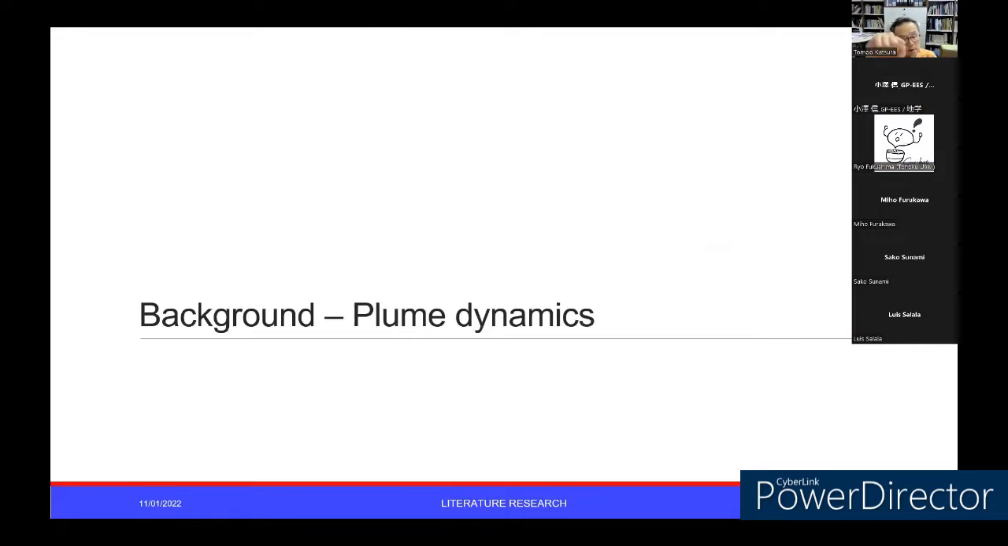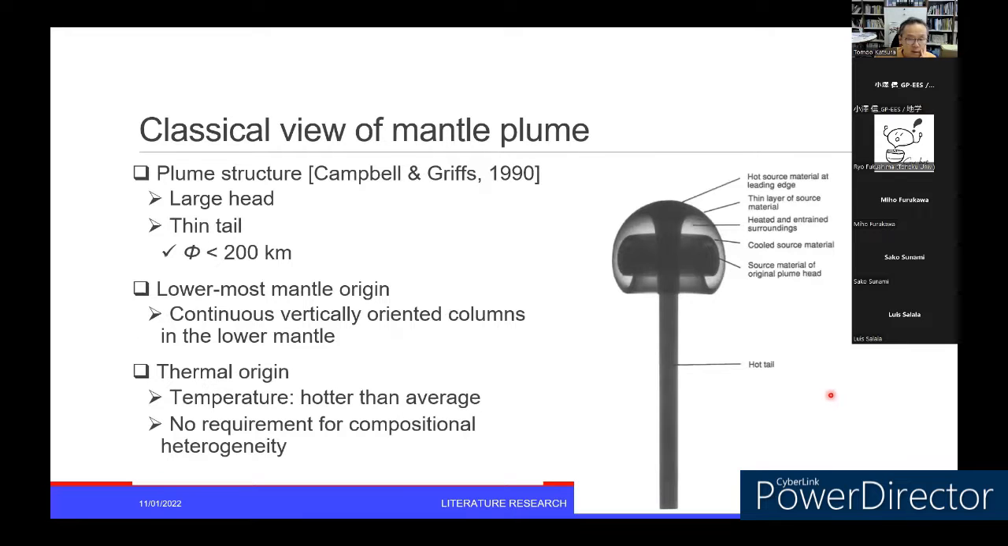Then, next is about the plume dynamics. The understanding of the plume dynamics was started by Campbell and Griffiths 1990. They conducted an analog experiment of the mantle plume using organic material, and this dark part is an analog of the mantle plume.